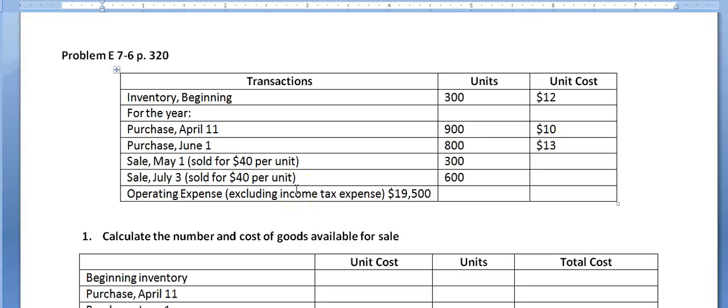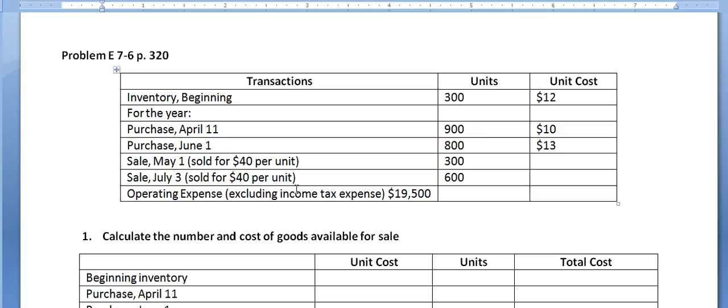Also, you can find this worksheet that I'm using as part of this demonstration in Blackboard in the Chapter 7 folder in Module 2. You might want to pause this, print out that worksheet so that you can record the answers as we're working the problem.